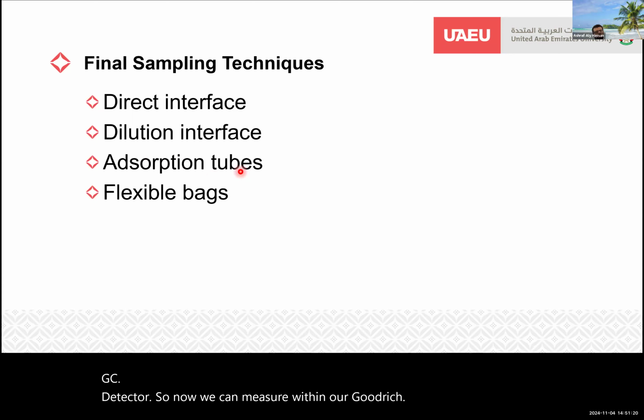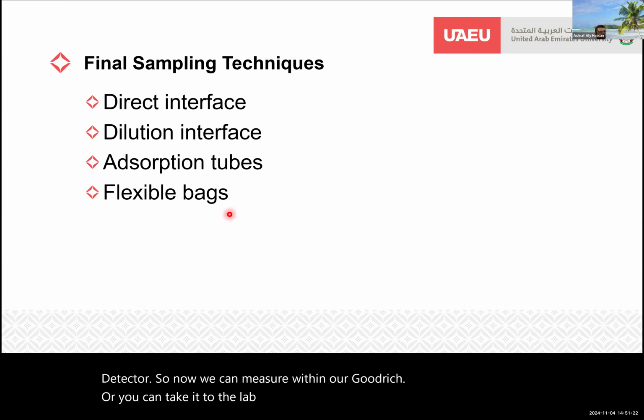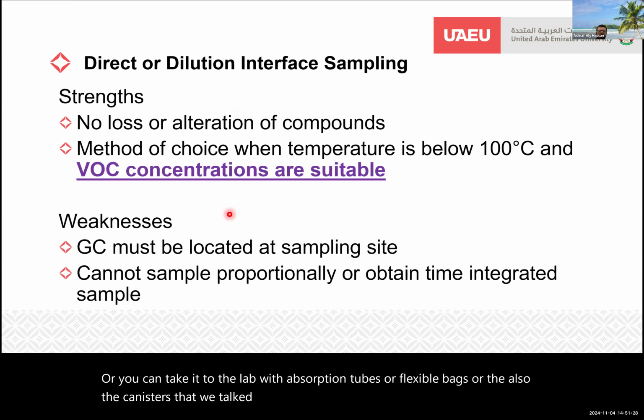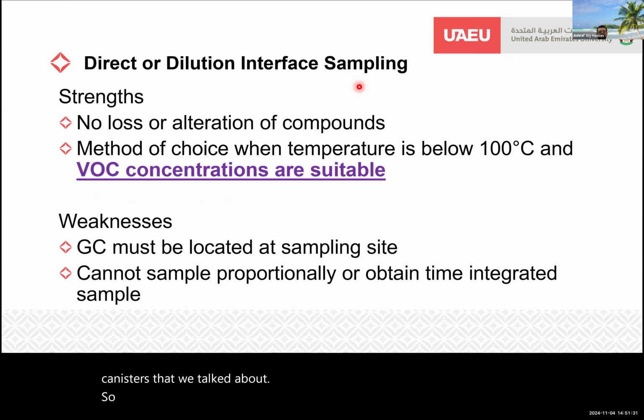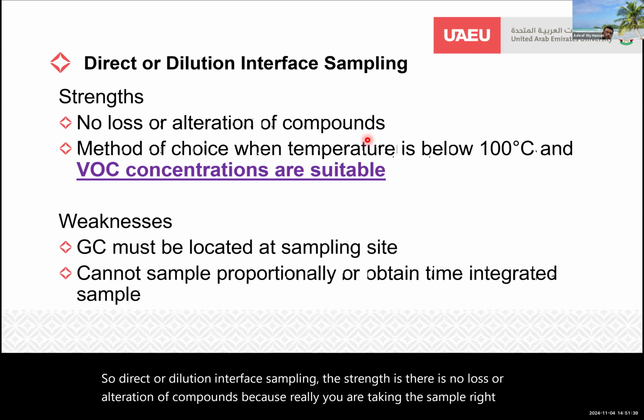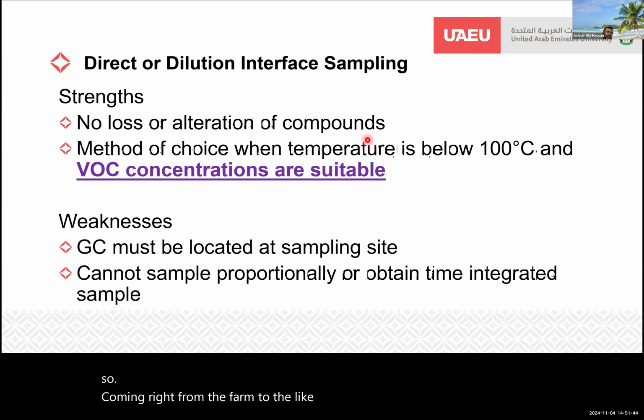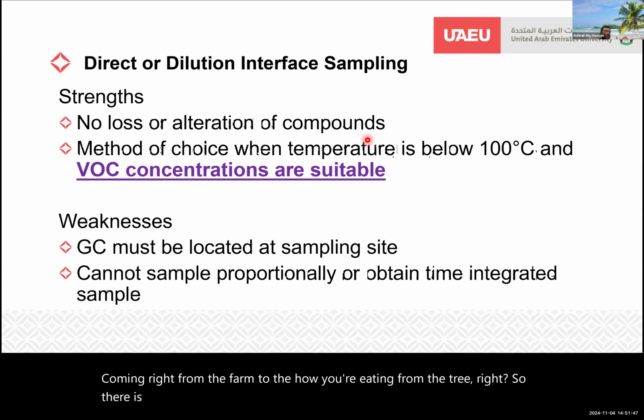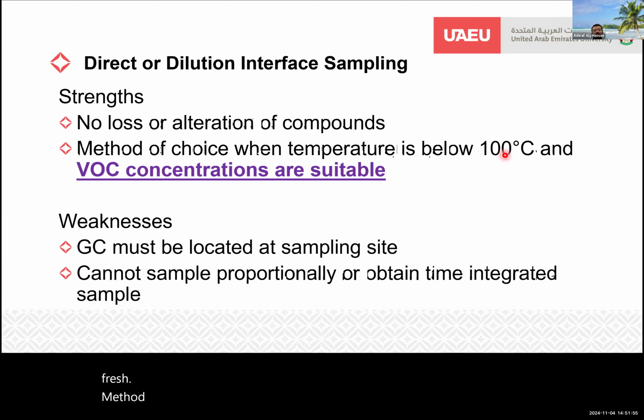Or you can take it to the lab with adsorption tubes or flexible bags, or also the canisters that we talked about. So for direct or dilution interface sampling, the strength is there is no loss or alteration of compounds, because really you are taking the sample right there. It's like eating straight from the tree, right? Nothing will happen to the tomatoes on the way, it's very fresh. It's the method of choice when temperature is below 100 Celsius and VOC concentrations are suitable.